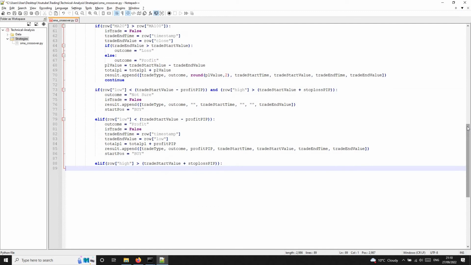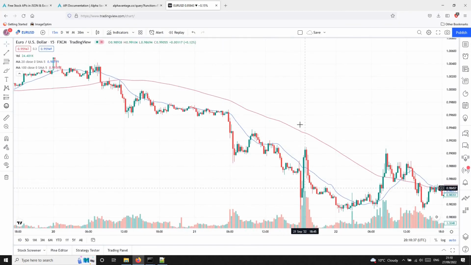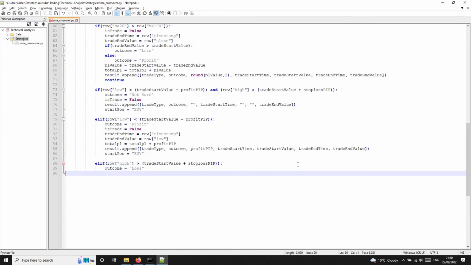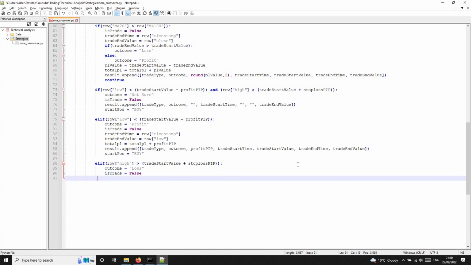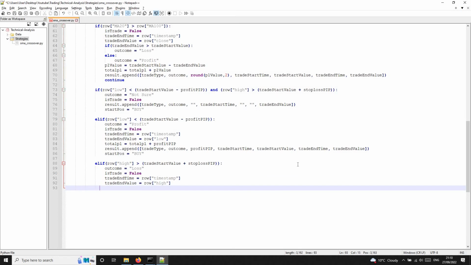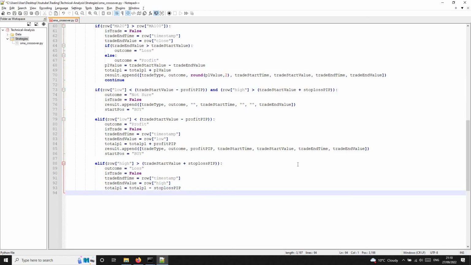And then the last thing, if it goes up the opposite side, and if the high is greater than our start value plus 15 pips of stop loss, as you can see it is plus, meaning up, because for a short position our target is down here and stop loss is up. So if that's the case, then our outcome is loss, and then is trade false and trade time. Again, same thing. You can just copy paste, but make sure you are calculating right, because here profit loss is minus the 15 pips. So be careful. Anyways, I will put this code onto GitHub, so you can copy, you don't need to worry.